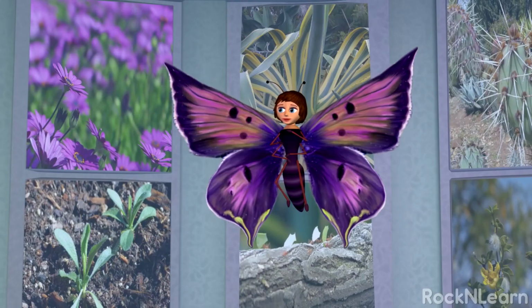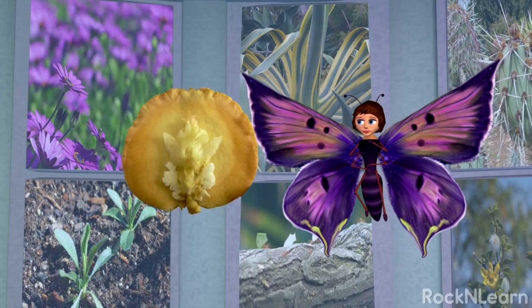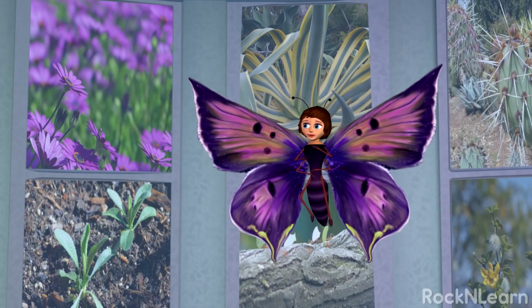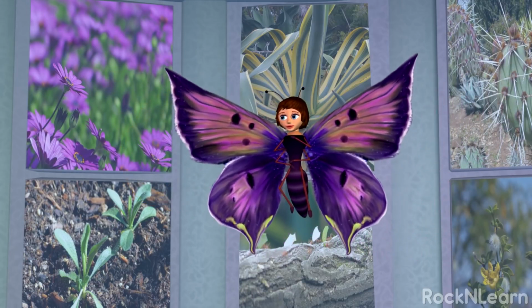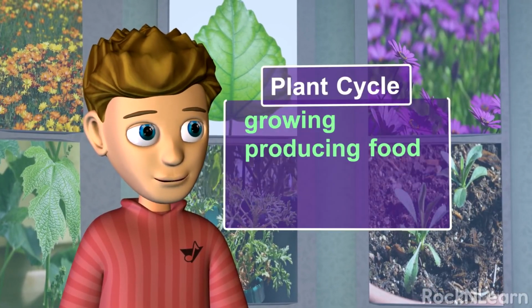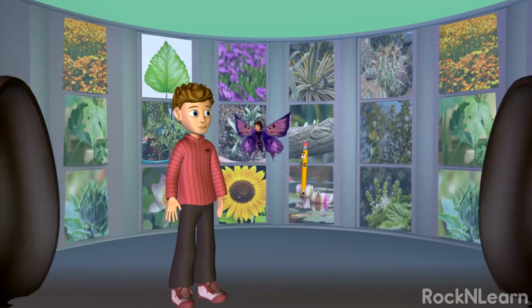Ew. Every seed is a tiny plant ready to grow called an embryo, and it has already formed leaves, a stem, and root parts. The seed is just waiting for the right conditions to make it germinate and grow. And then the whole cycle of growing, producing food, pollination, and seed production can start all over again.